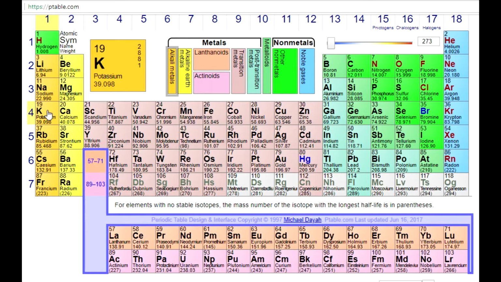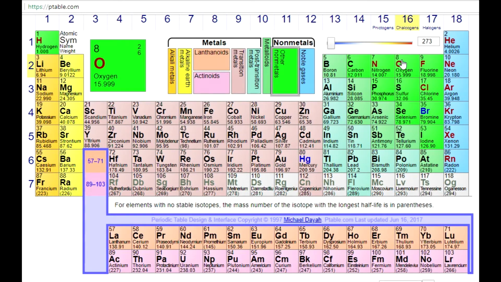The next one was oxygen. Where's oxygen? Oxygen's over here. Now the number that we're after is this number here, the smaller number. What we're going to do when we're looking at isotopes, we're going to ignore the mass number here, which is given as a decimal. We're going to ignore that. And we're just going to take the small number up here.